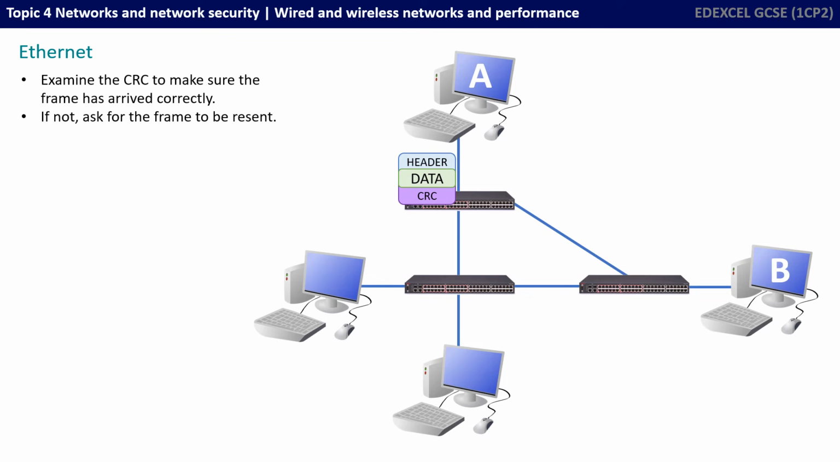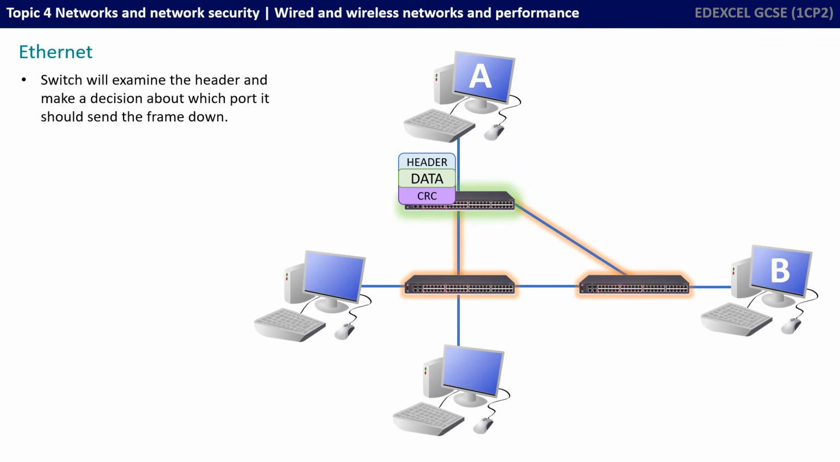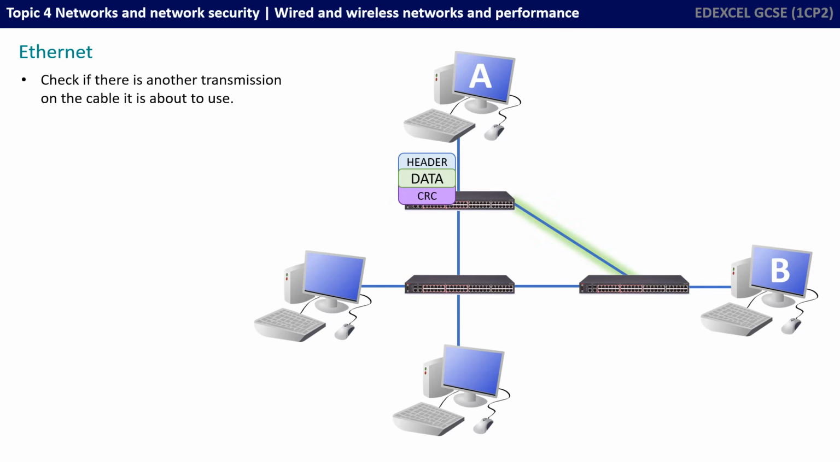The first thing that happens here is we examine the CRC and check that the frame arrived intact, and if not, we'd have to request for it to be retransmitted. Let's assume that the CRC check is successful. The switch is then going to examine the destination address in the header and make a decision about which port it should send the frame down. Before transmitting, the switch is going to check there's no communication on the cable, and then it's going to send the frame down.